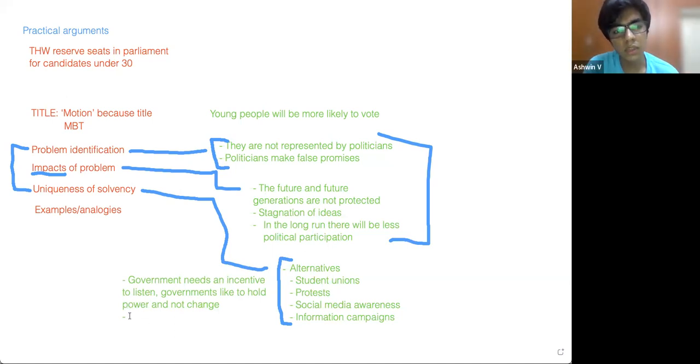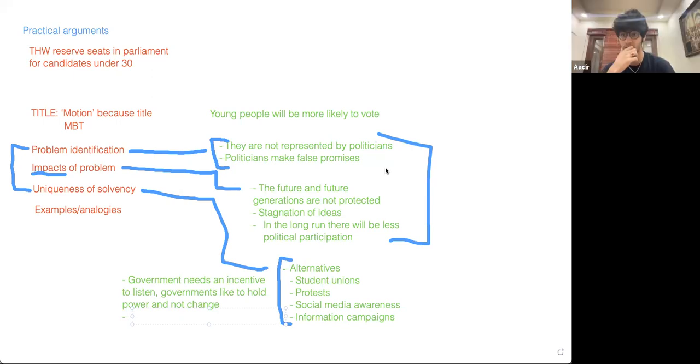I'm kind of confused. If we are analyzing the alternatives, alternatives being student unions, protests, whatever, why exactly would the government listen to student unions, protests? That's what I'm asking to prove.